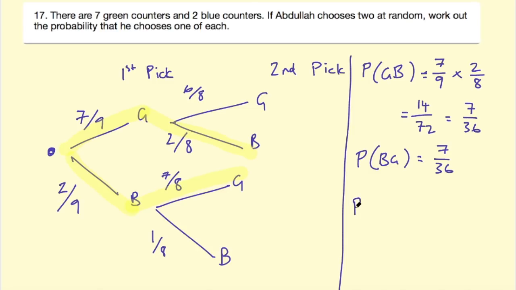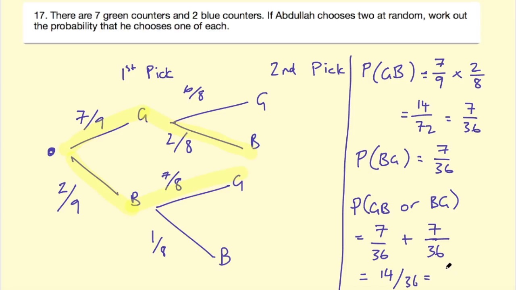Then I just need the probability of green, blue, or blue, green. And, well, when we're saying or, we can add those fractions, so it's going to be 7 over 36 plus 7 over 36. And that's going to be 14 over 36. Simplify that down to 7 over 18. Okay. So 7 over 18 is our answer there.